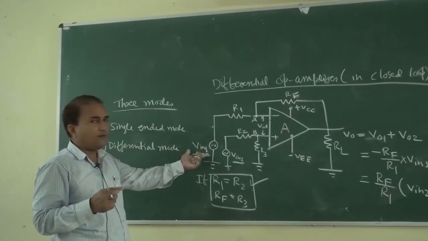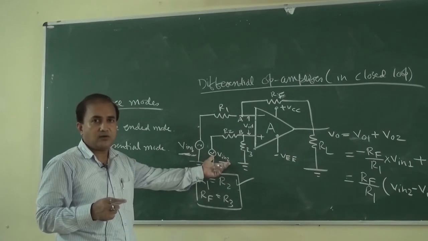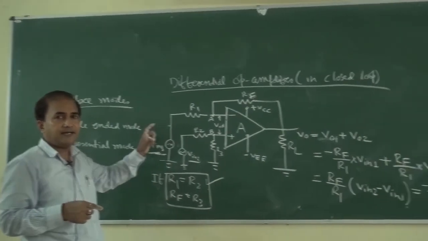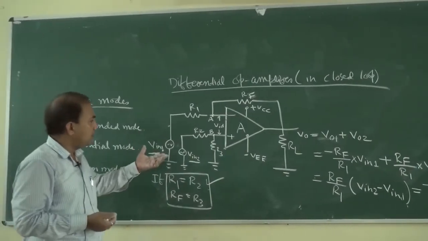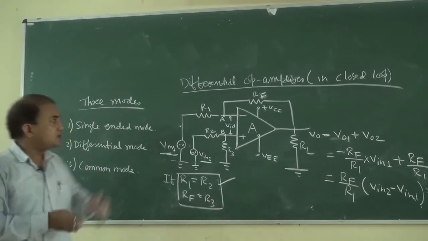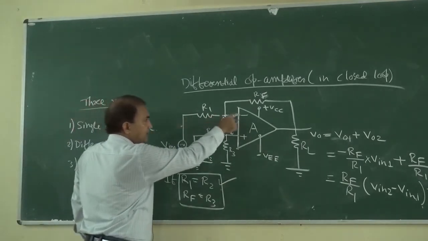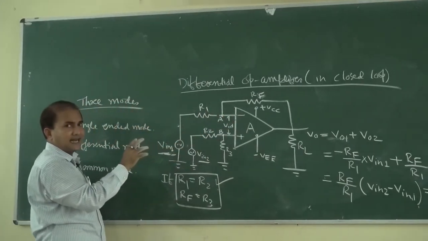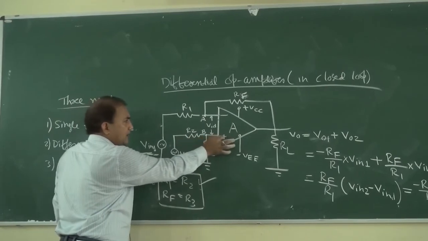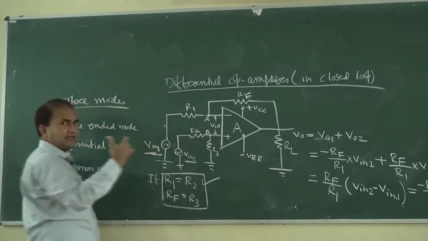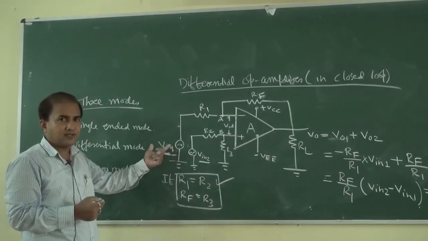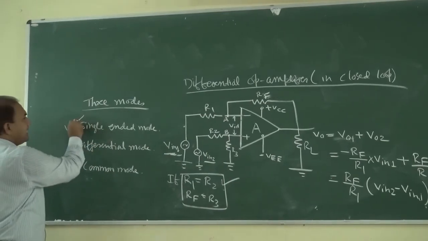In case of single-ended mode, either V in 1 is equal to 0 or V in 2 is equal to 0. So it may be considered as an inverting amplifier or non-inverting amplifier depending upon the signal that is applied to only one end of the terminal. If we are applying to inverting end, then it will be considered as an inverting operational amplifier, and if we are applying the input signal to the non-inverting end, then it can be considered as non-inverting operational amplifier, because here V in 1 is equal to 0. Okay, so this is all about single-ended mode.